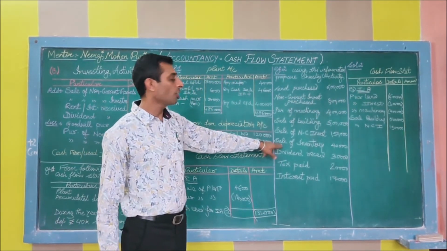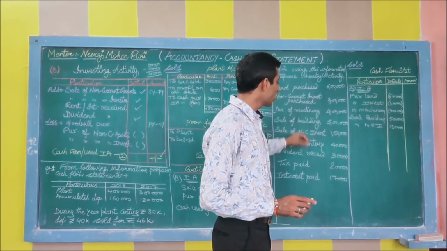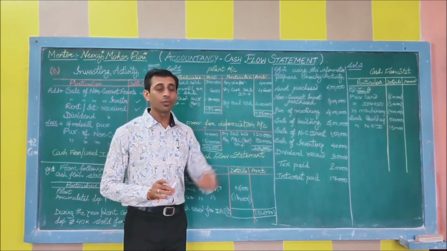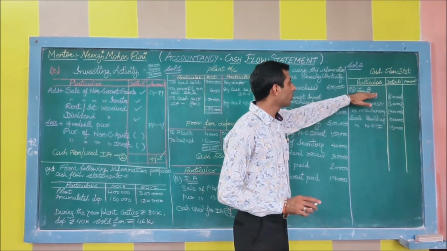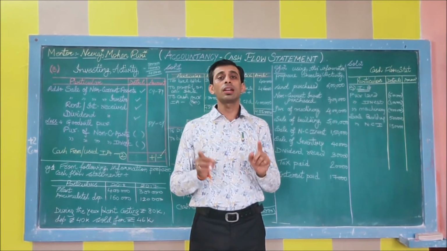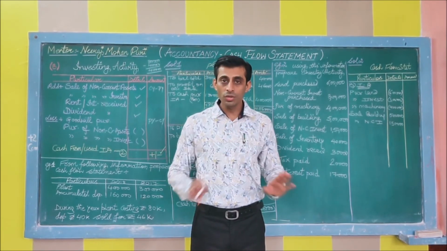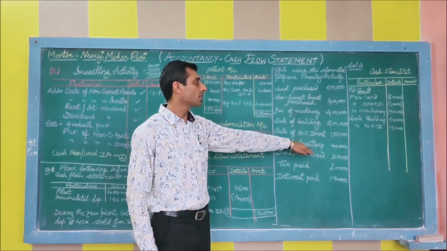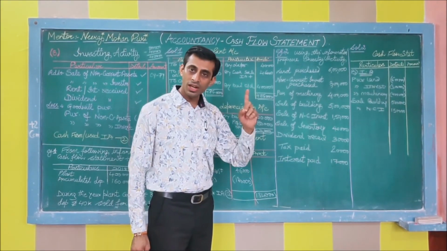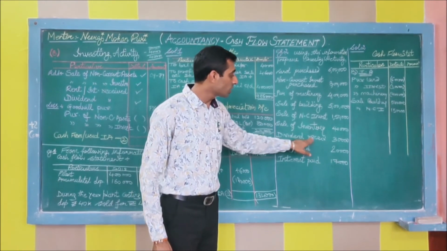नेक्स्ट इज सेल ऑफ इन्वेंटरी. बी केयरफुल. ये नहीं कि जो भी आइटम्स क्वेश्चन में दी हैं सब की सब कॉपी कर देंगे. We have to be very very careful in investing activity. सिर्फ फिक्स्ड और नॉन करंट एसेट्स ही शो करते हैं. करंट एसेट्स को हम नहीं शो करते. Inventory is a current asset, so will not be shown. It will be shown in which activity? Operating activity.